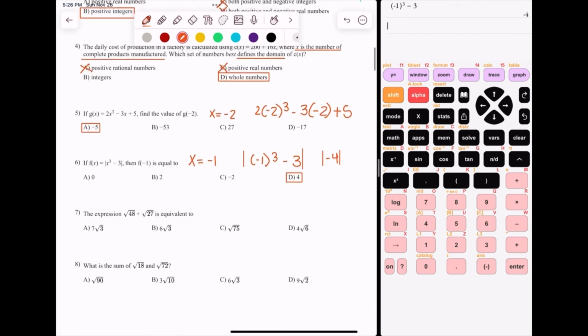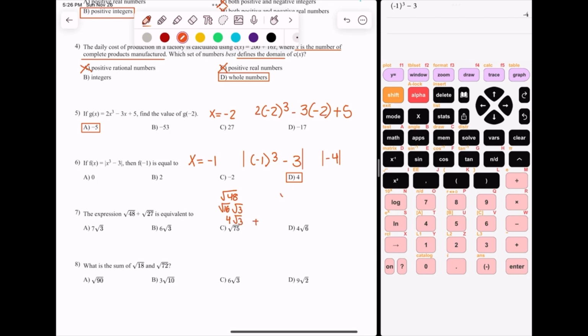All right, 7. The expression this plus this is equivalent to. Anytime you add variables or radicals, they need to be the same. But the number under the radical here is not the same, so let's simplify. We're going to simplify square root of 48 by thinking, what perfect squared number can go into 48? It would be 16. 16 times 3. Square root of 16 is 4. Leave square root of 3 alone.